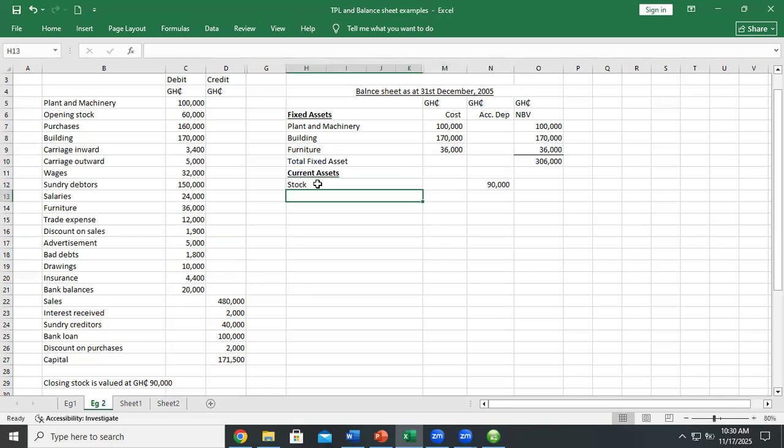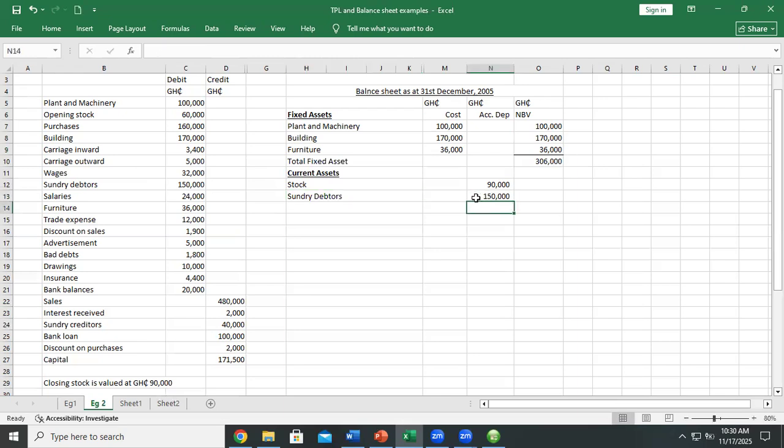The next is your debtors. Check for the debtors figure. Professors, see if you are okay. So you see it here. Sundry debtors, right? Sundry means total, right? So sundry or all debtors, total debtors. That is how much? 150,000.